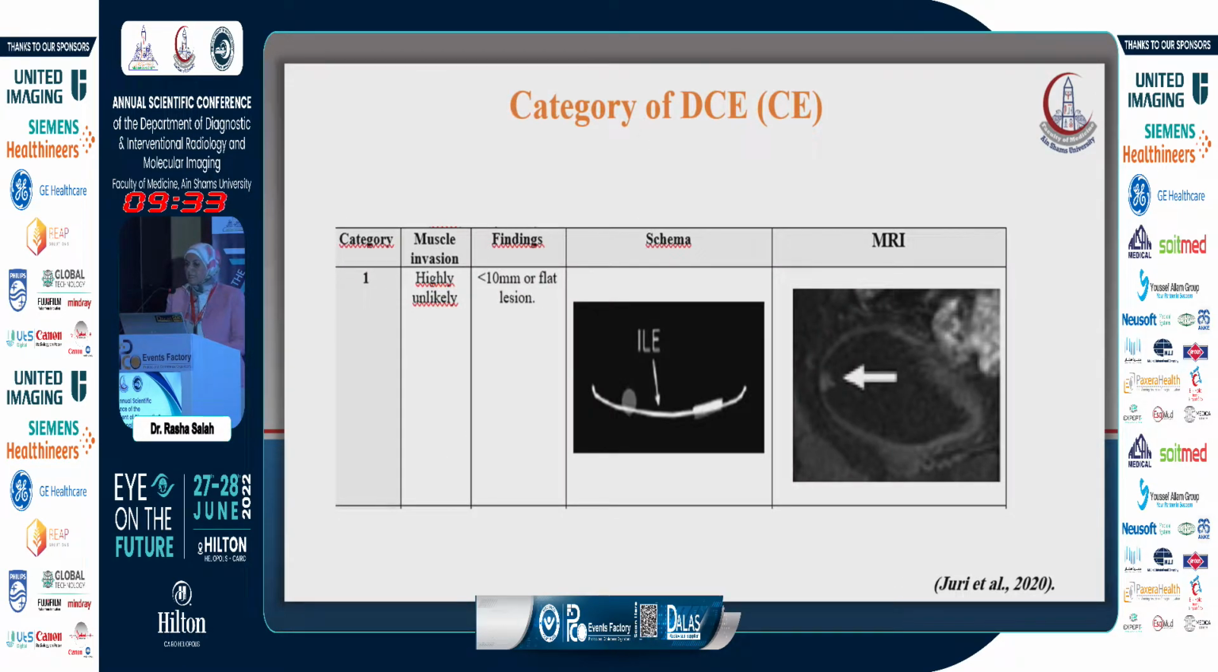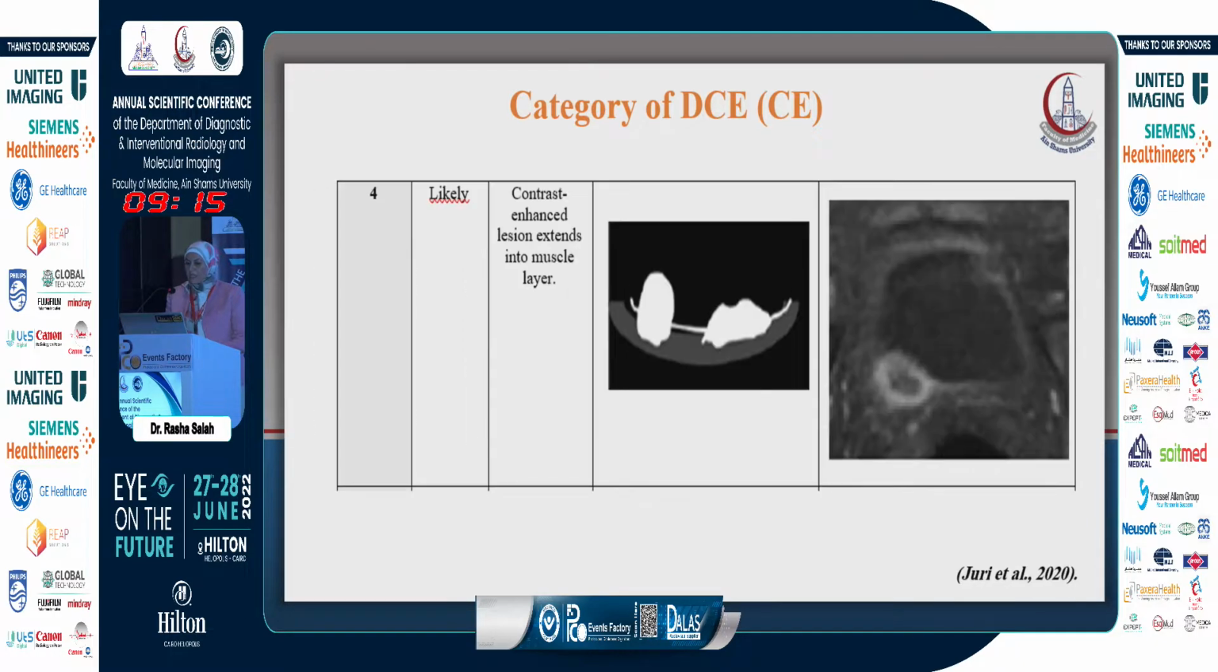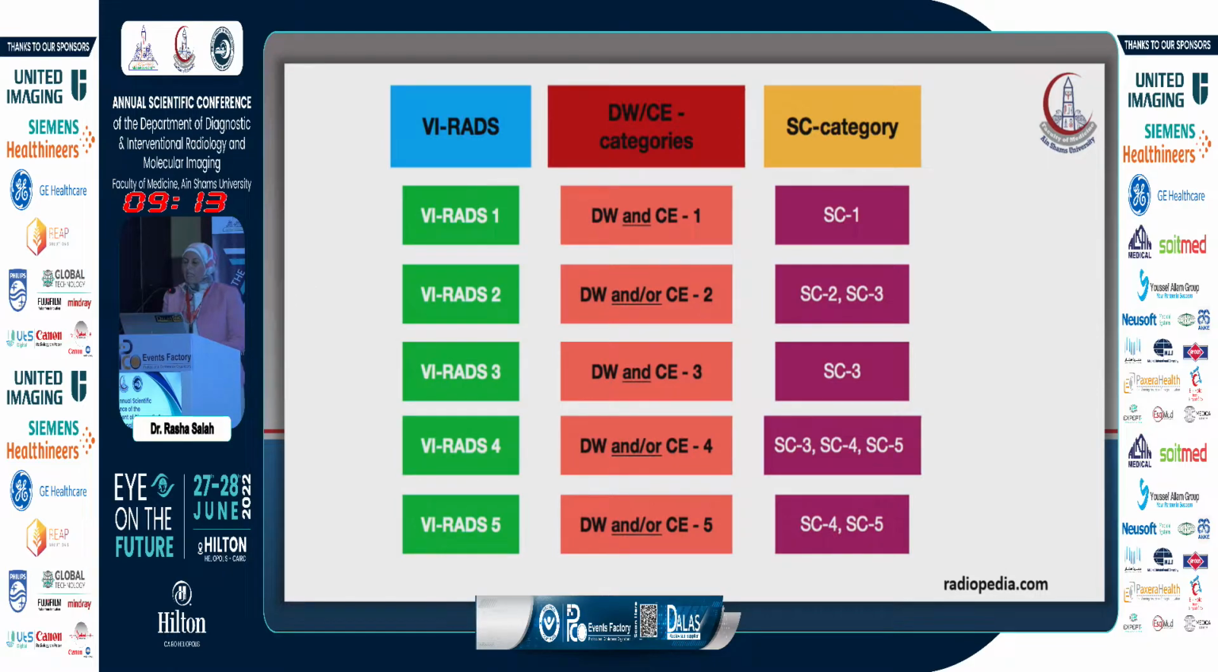And for the DCE, we have a category called CE category, and it is also categorized from 1 to 5, depending on the presence of the enhancement of the mucosa and submucosa, and whether we have interruption of this enhancement on the dynamic study, as we can see in these examples. At the end, we collected the scores of each category and put them in a final categorization from 1 to 5, depending on what we find on the multiple categories, including the DWI, CE, and the structural category.